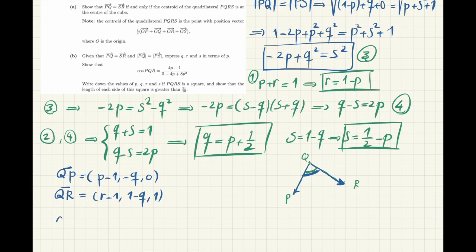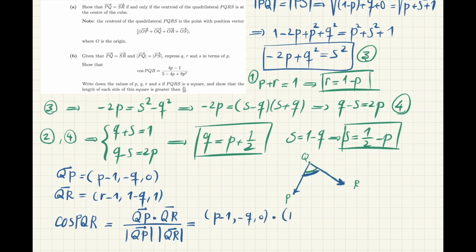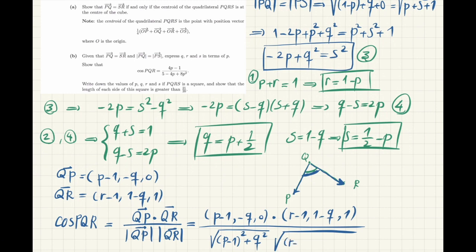If I want to find the cosine of that angle, cosine of PQR, this is equal to the vector QP dot vector QR divided by the magnitude or length of the first vector multiplied by the length of the second vector. Let me continue. So what is QP? QP is P minus 1, minus Q, and 0, dot QR, which is R minus 1, 1 minus Q, and 1. In the denominator I will have the length of QP, which is the square root of P minus 1 to the 2 plus Q to the 2 plus 0 to the 2, and I don't need to write it down, multiplied by the length of QR, which is the square root of R minus 1 to the 2, plus 1 minus Q to the 2, and then finally plus 1.